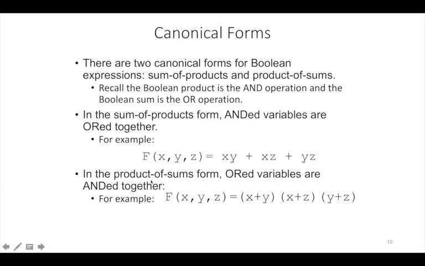On the other hand, in the product of sums form, all the OR terms are ANDed together. For example, the Boolean function f of three variables can be represented by x or y, and with x or z, and then and with y or z. So we can see that the OR terms are ANDed with the other terms in these parentheses.